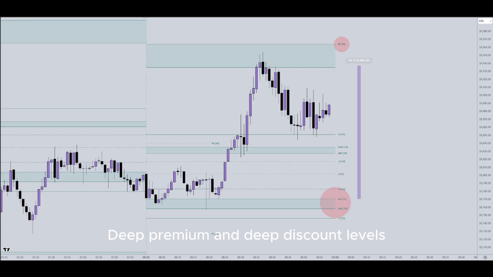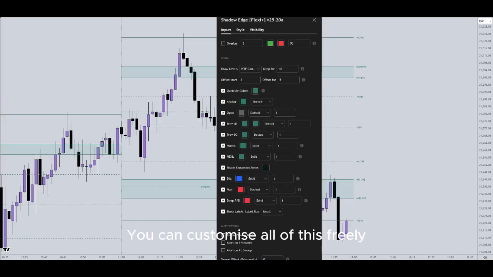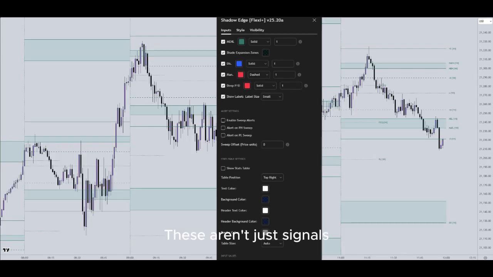Deep premium and deep discount levels. Statistically significant deep zones. I'm bold enough to suggest they are prime areas for reaction. Not entries, but exits. You can customize all of this freely. Change colors, shade zones, make it yours. These aren't just signals. They're giving context to where price is, and context sharpens conviction.